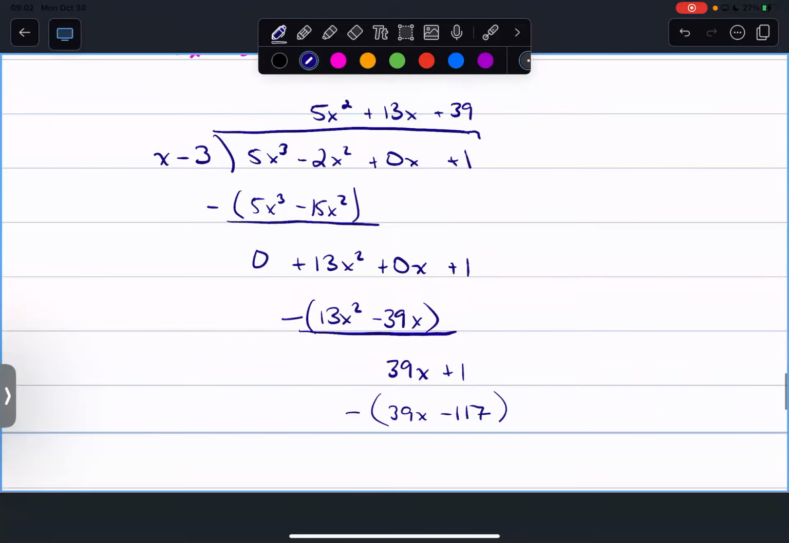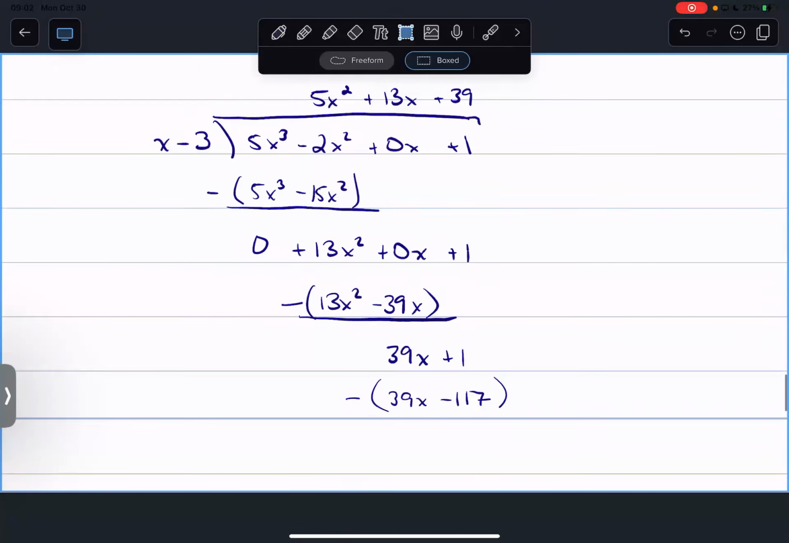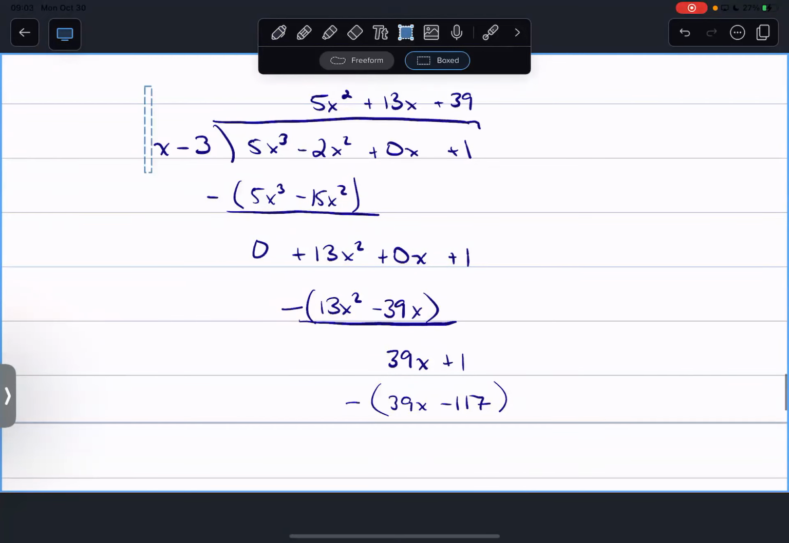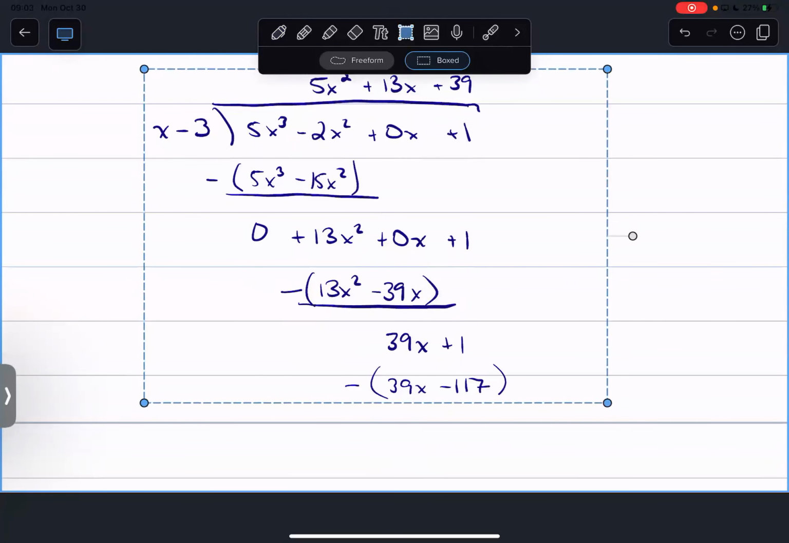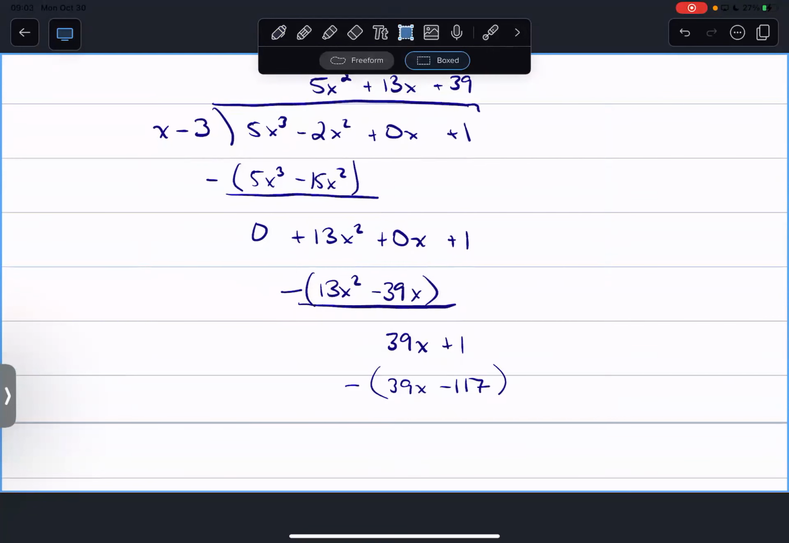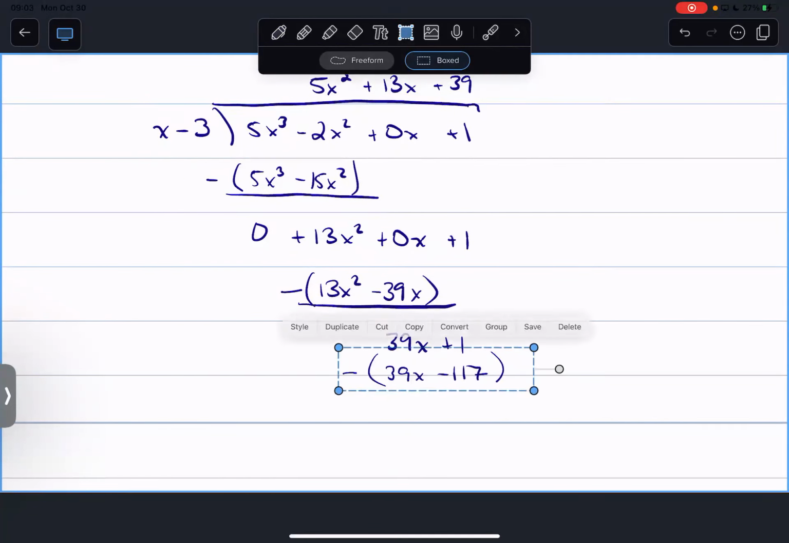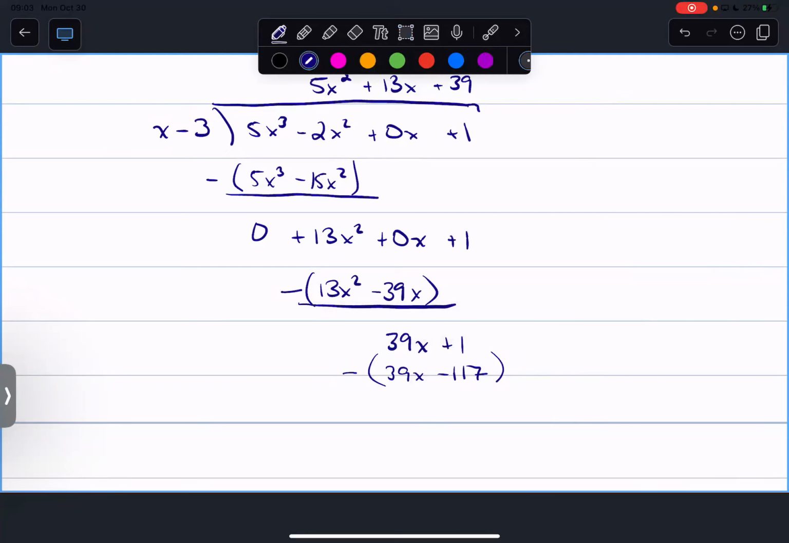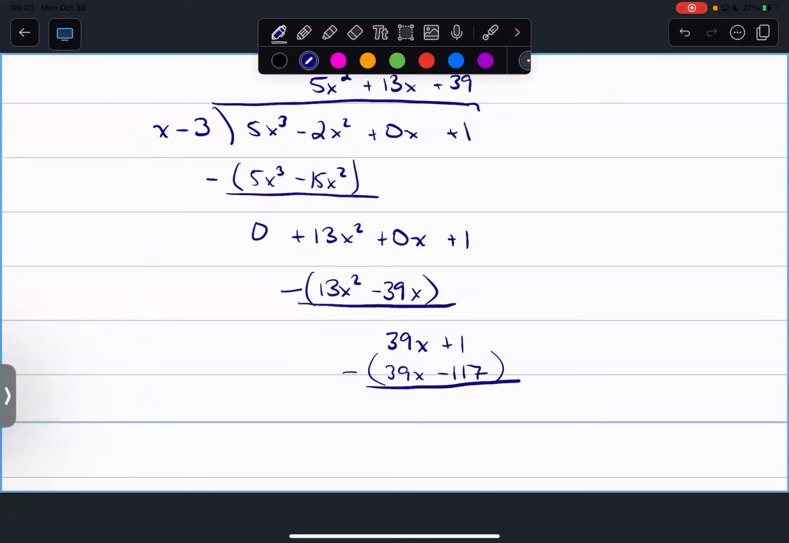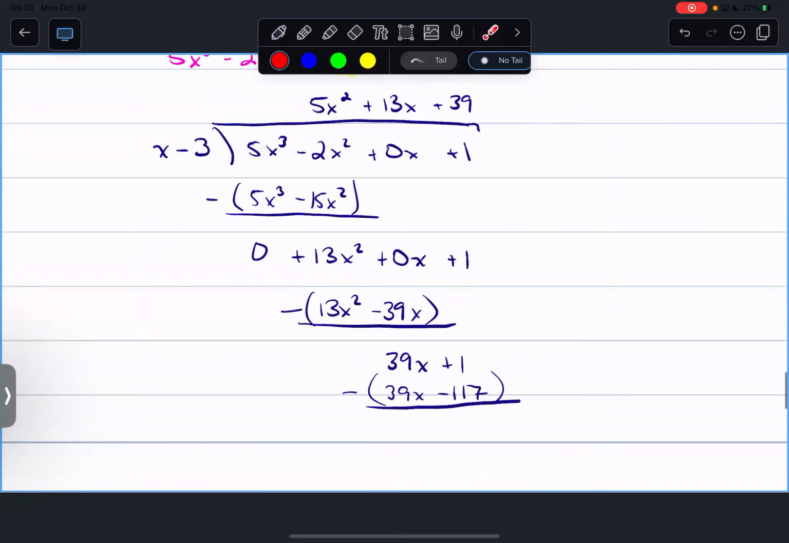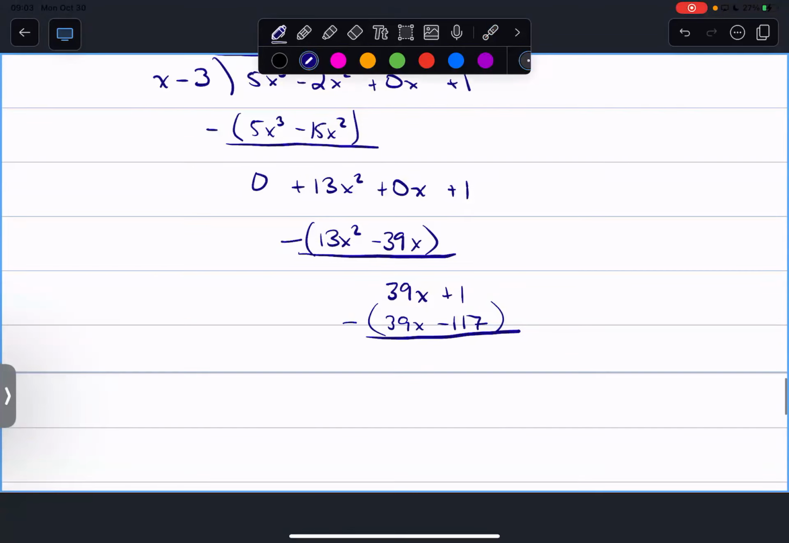But I'm subtracting this, and how can I put this all on one page here? I get 39x minus 39x, and so that goes to 0, and then 1 minus negative 117 puts me at 118, which is the remainder.